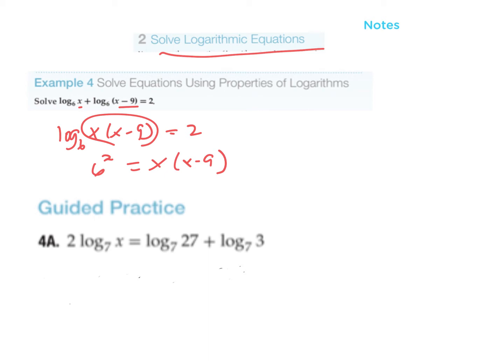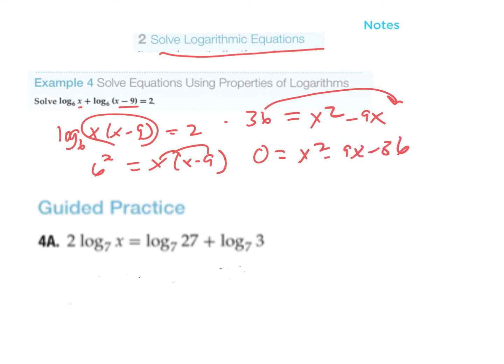So solving this equation, let's write it up here. This is 36, that's what 6 squared is. And this is x squared, I'm just distributing, and that would be minus 9x. To solve any type of quadratic, we have to make it equal to 0. So I'm going to move this over by subtracting it. That makes this 0 equals x squared minus 9x minus 36.